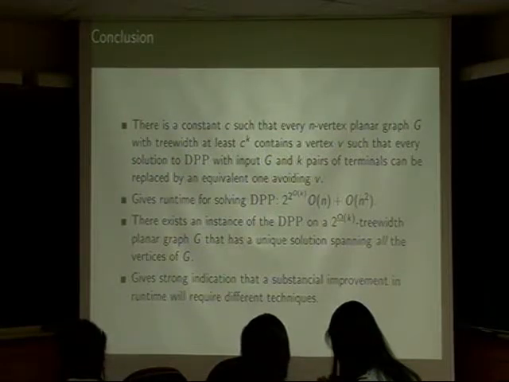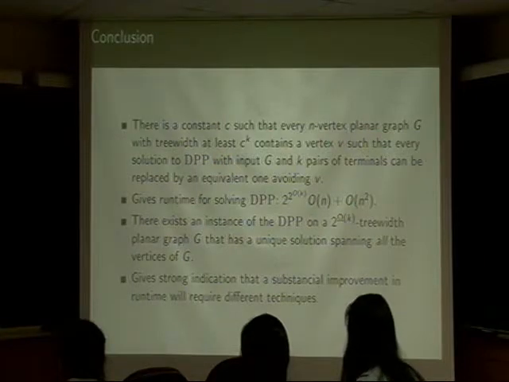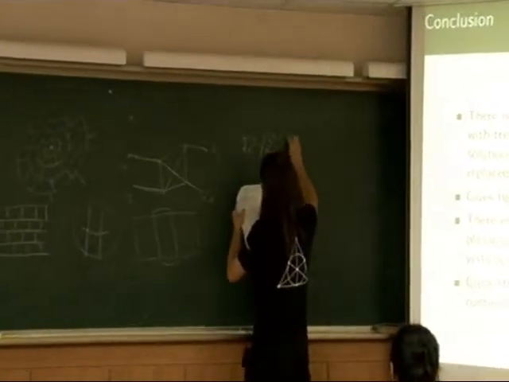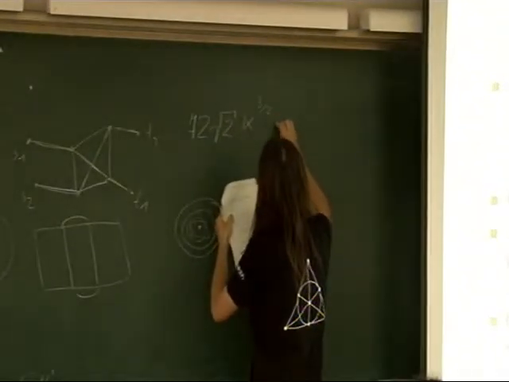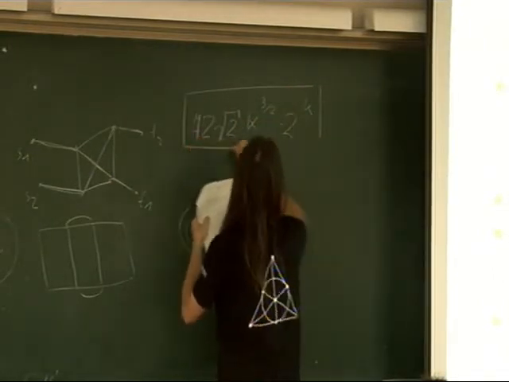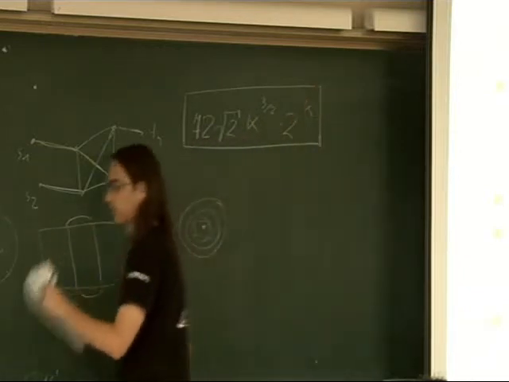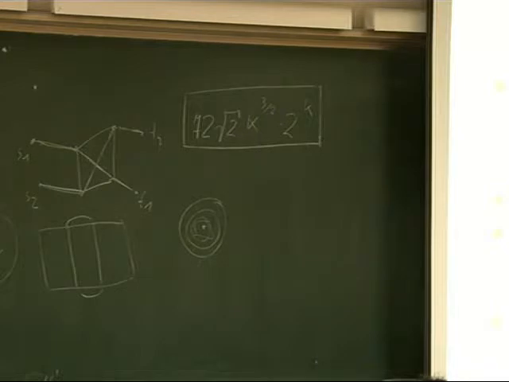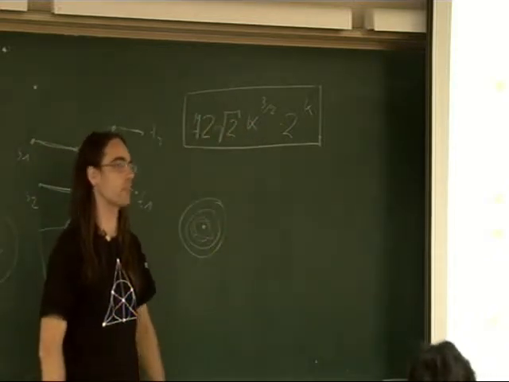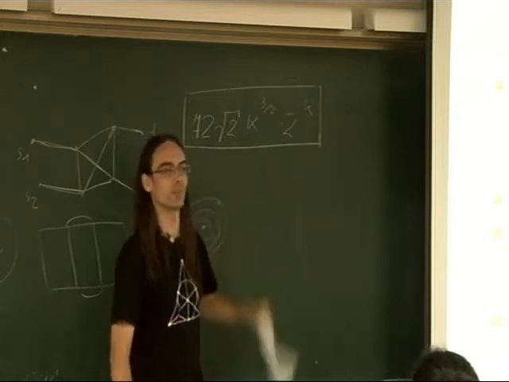So we have basically the result that if the treewidth is bigger than this, then we can find an irrelevant vertex. So it's basically two to the power of something, and then this polynomial factor, which you can easily put into something like 2.1 to the power of k.